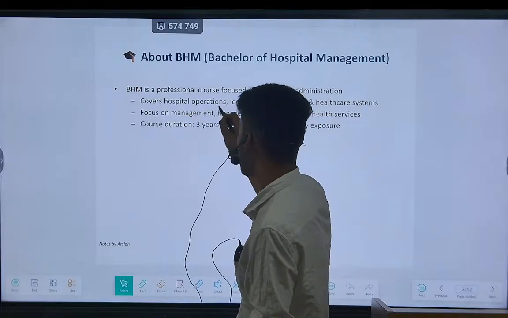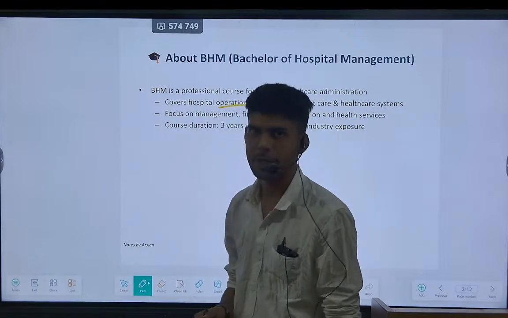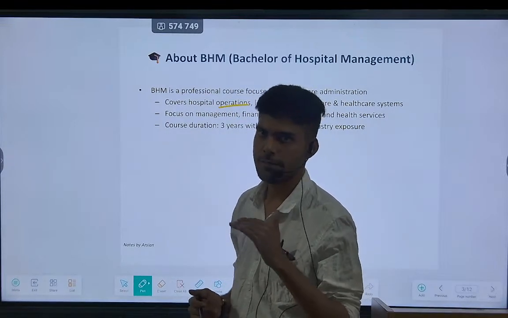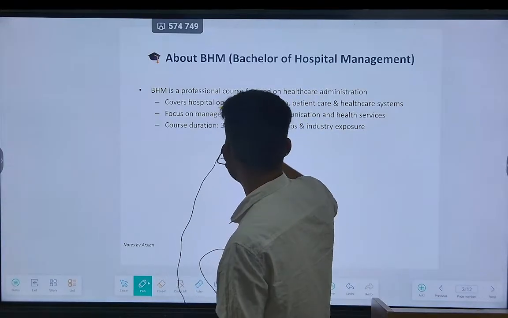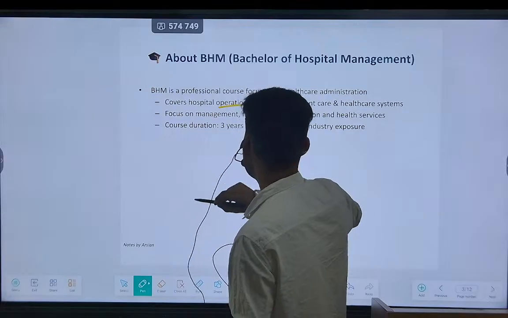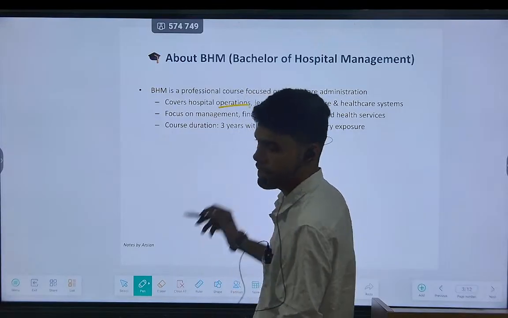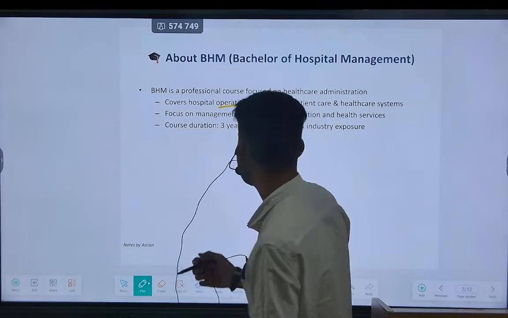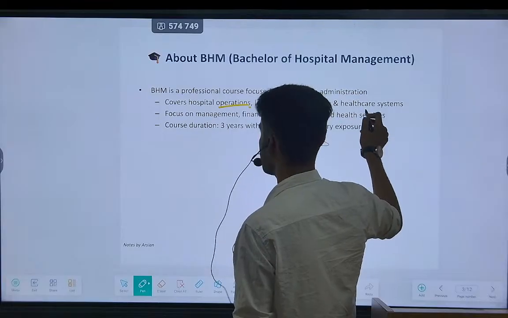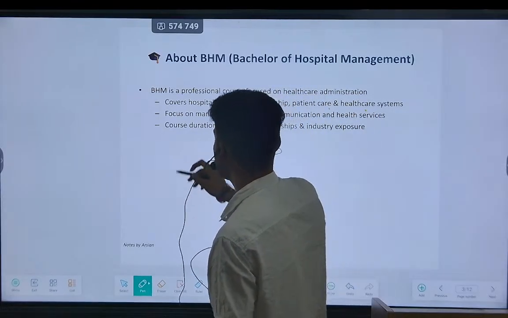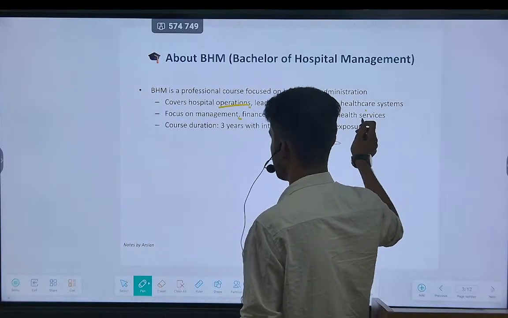So what is hospital operation? Operation means when we arrive at a hospital, there are various things, various functions which are going to work. So that's called operation. And you also need leadership when you are going to manage something. There must be a quality of leadership within you. And then we have to manage patient care, healthcare systems. Okay. So focus on management, finance, communication and health services.